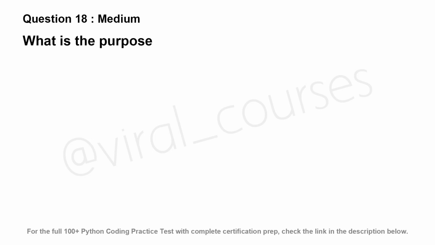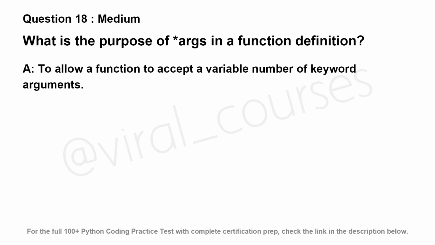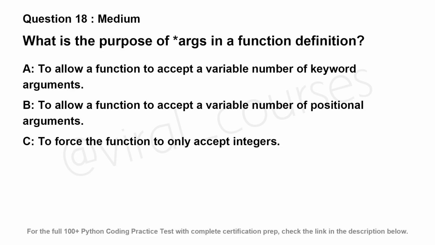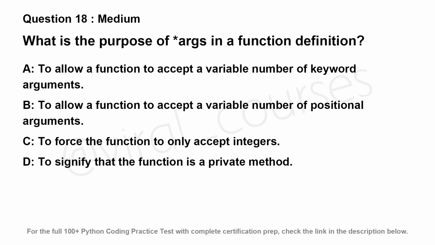What is the purpose of *args in a function definition? Option A, to allow a function to accept a variable number of keyword arguments. Option B, to allow a function to accept a variable number of positional arguments. Option C, to force the function to only accept integers. Option D, to signify that the function is a private method.